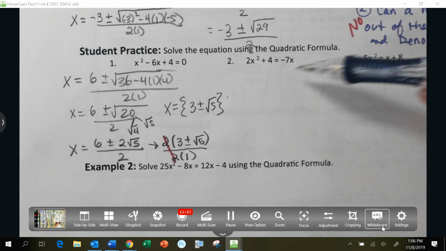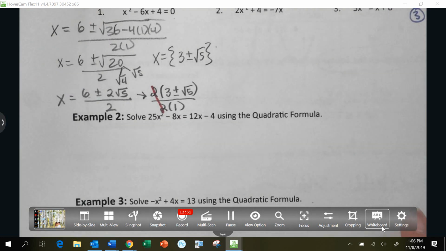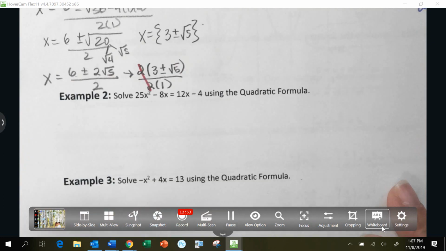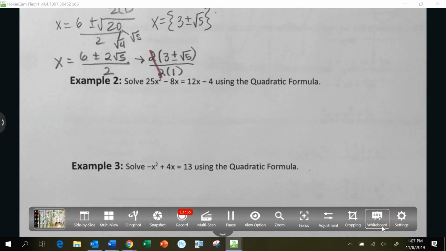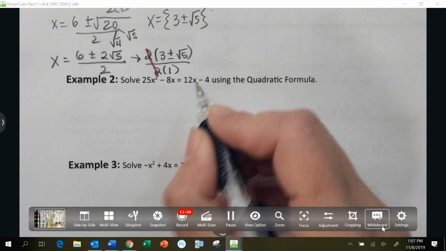Okay, these are pretty much the exact same thing. I'm going to go to example 2. I'm skipping student practice 3 and 4. Example 2, what should we do first? Right, are they in that form with the order and it equals 0? Are they there yet? Subtract 12x and add 4 to both sides. Okay, subtract 12x, add 4.